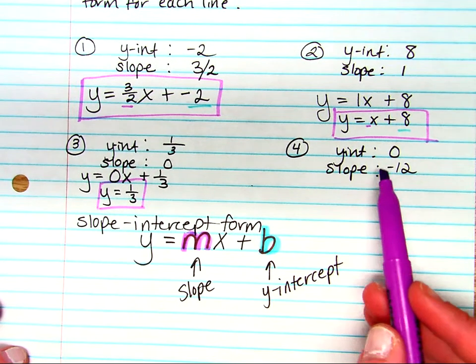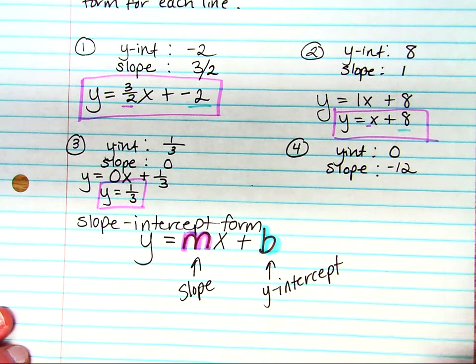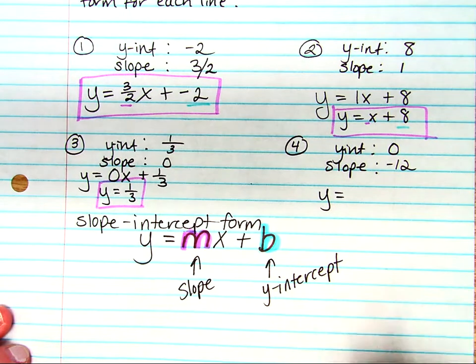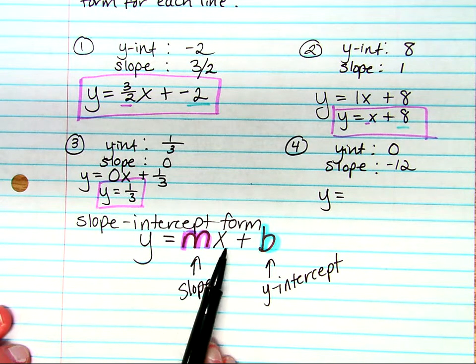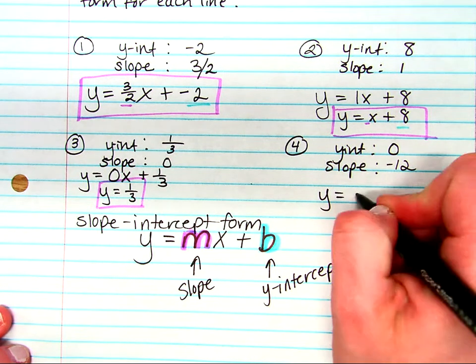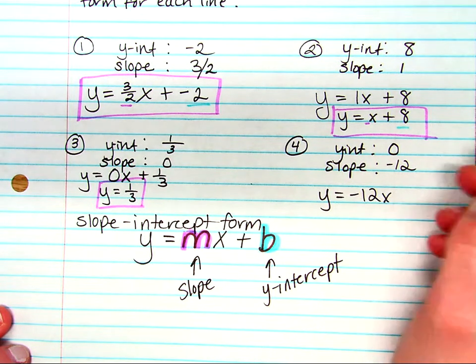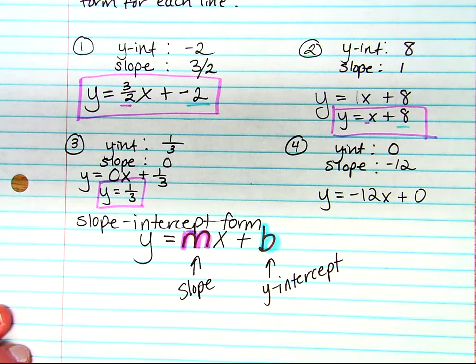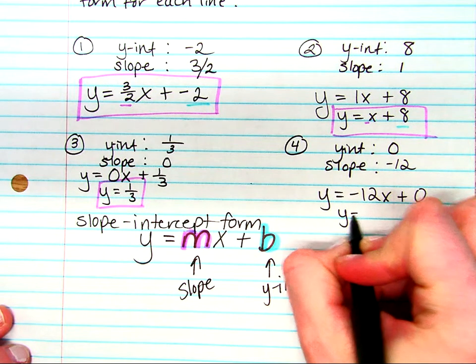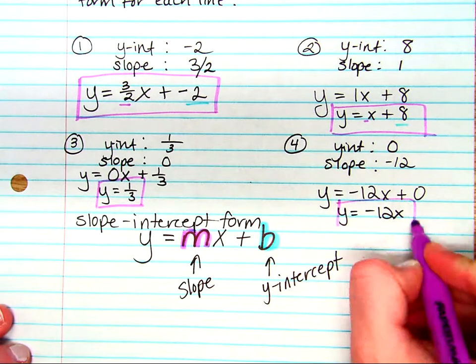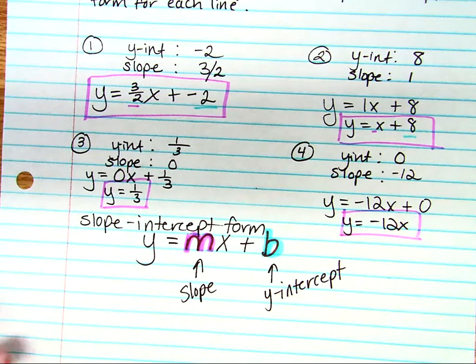Lastly, we've got a y-intercept of 0 and a slope of -12. So, y equals mx. M is my slope. My slope is -12. So this is going to be -12x plus my y-intercept, which is 0. Now, I could keep that plus 0 there, but it's not really doing anything, so I'm just going to leave it off. Y equals -12x would be my final answer. Okay, that's how you write equations in slope-intercept form.